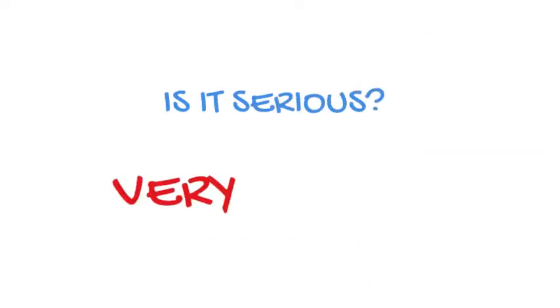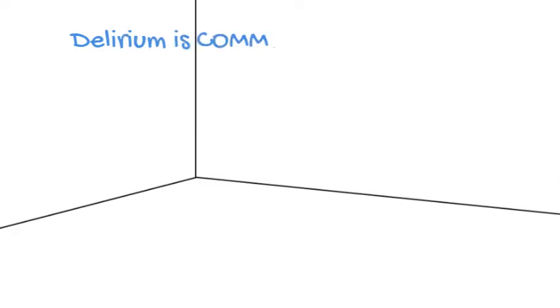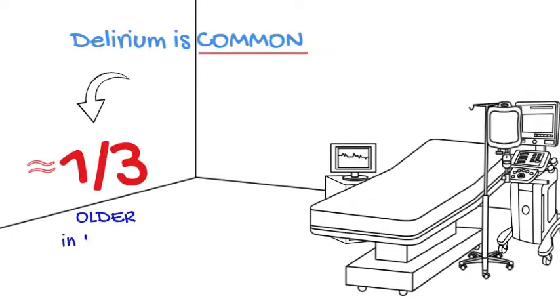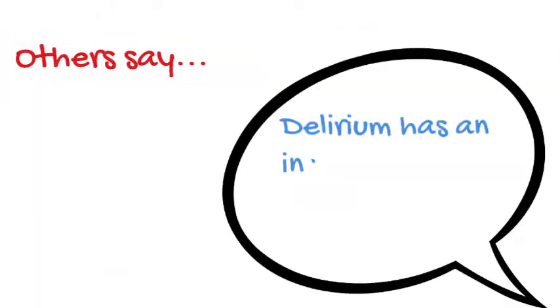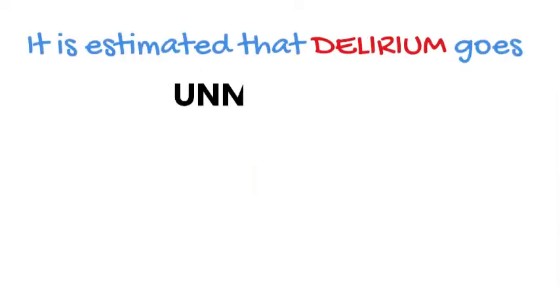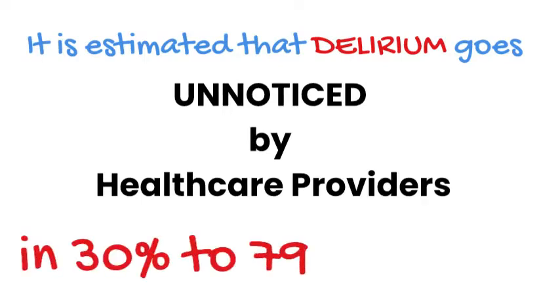Is delirium serious, you ask? It's very serious. Delirium is the most common psychiatric syndrome found in about 1/3 of older individuals during their hospital stay and found in about 2/3 of ICU patients. Others say delirium has an incidence as high as 87% in the acute care setting. It is estimated that delirium goes unnoticed by healthcare providers in 30 to 79% of cases.